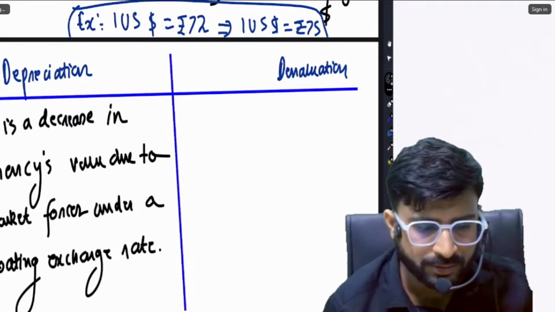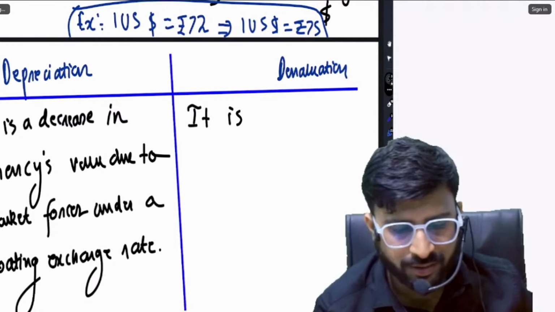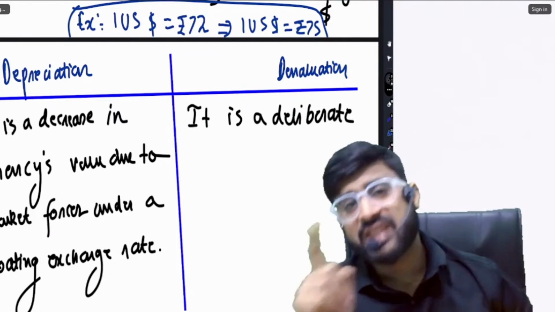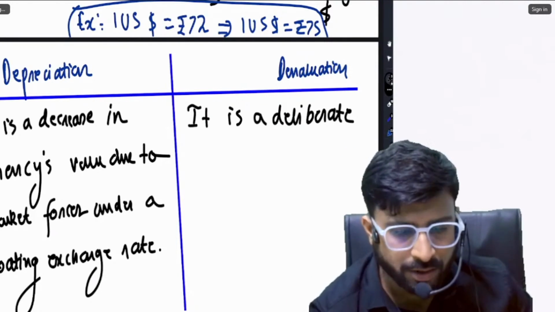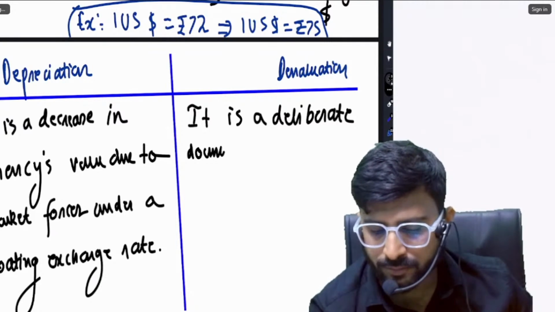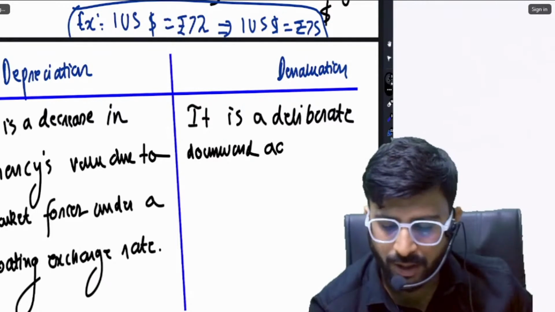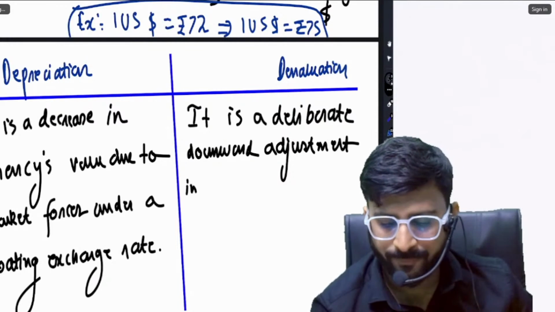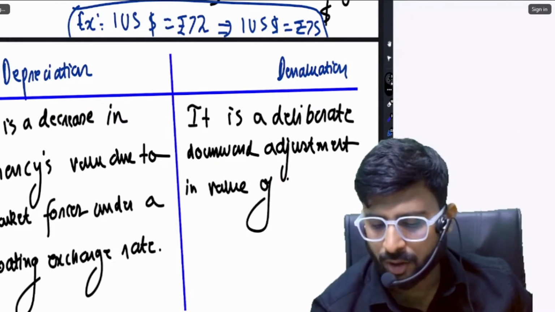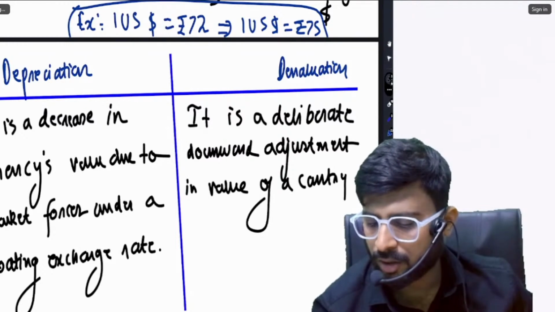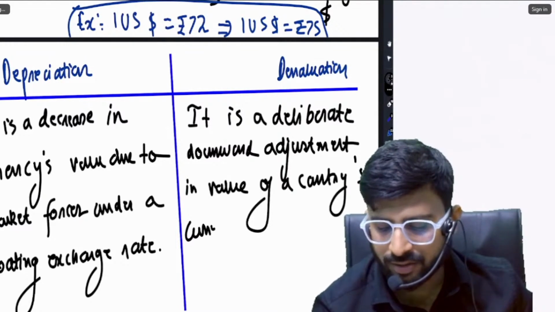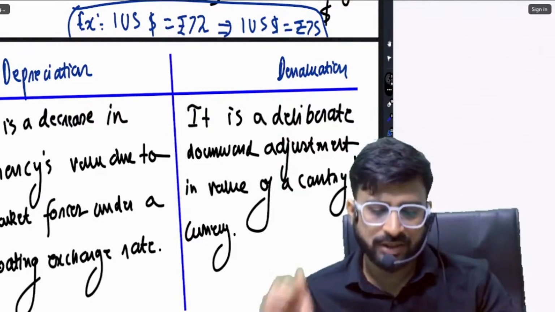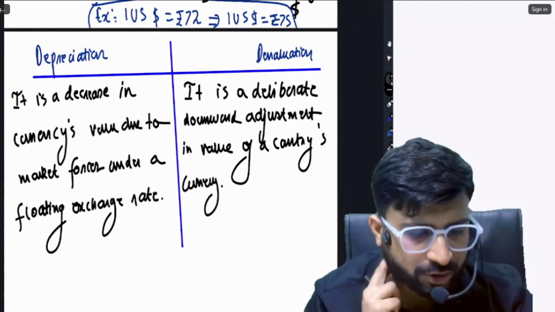Here, it is a deliberate, that means intentional, downward adjustment in the value of a country's currency. That is the primary difference between the two.